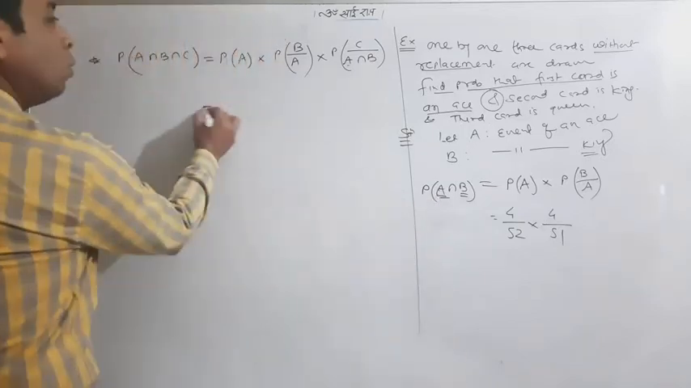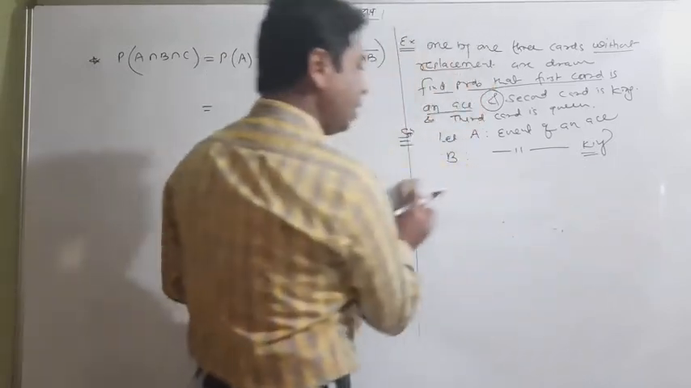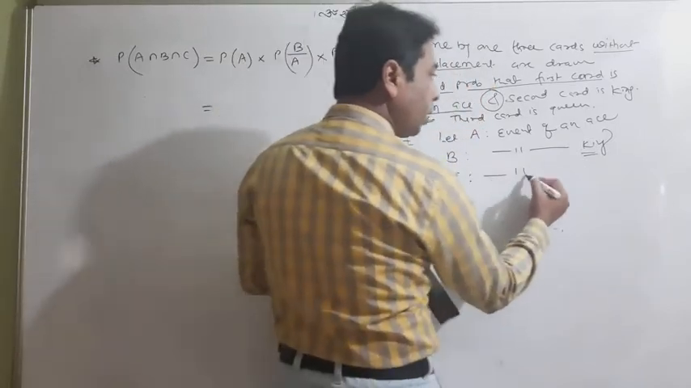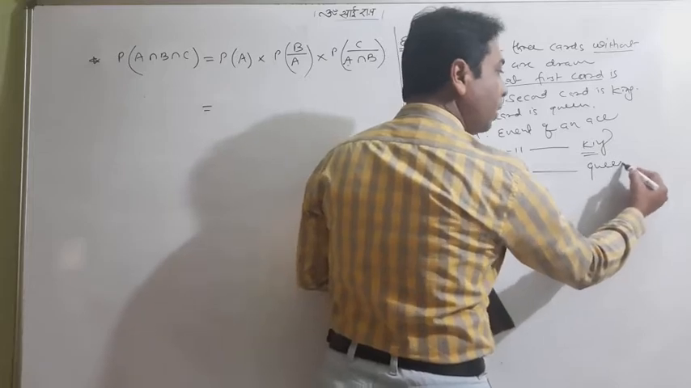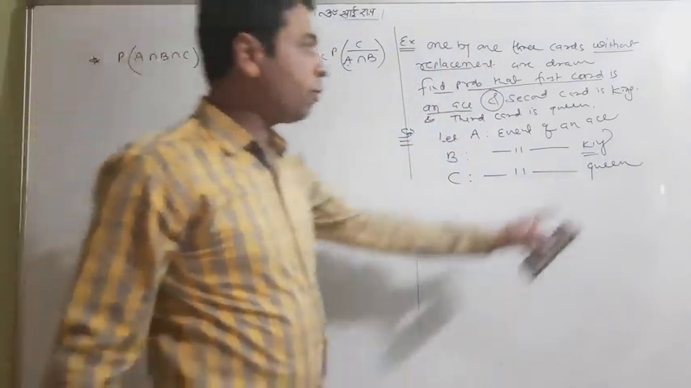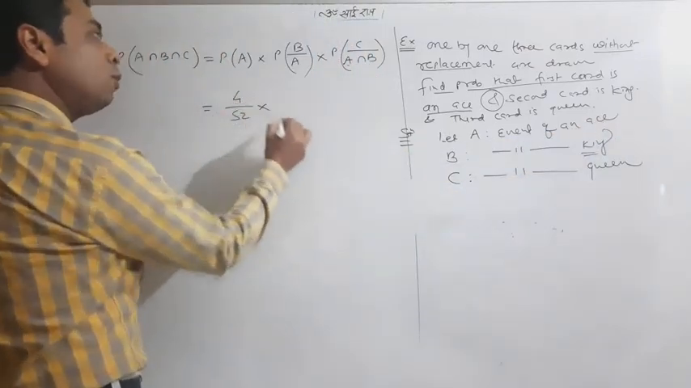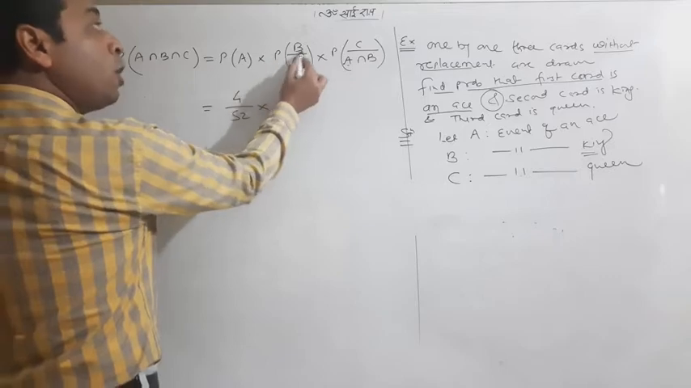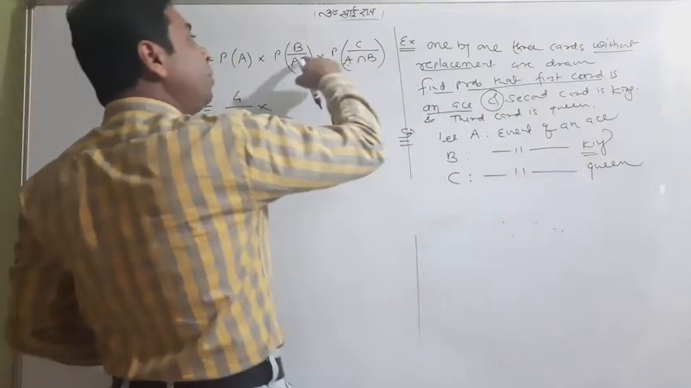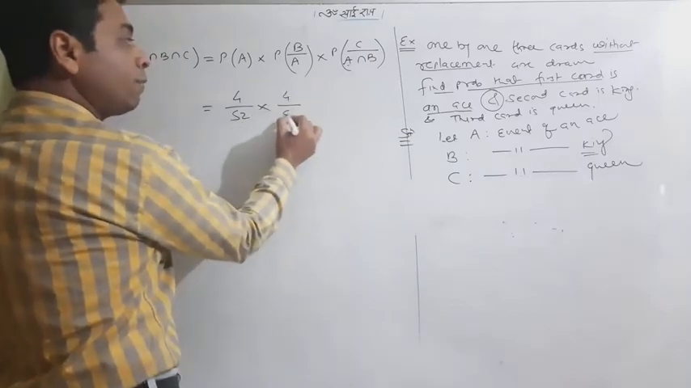Now look, I can give the answer. Suppose we have the same question, and suppose C is the event of a queen card. Now you can simply tell P of A. What is the meaning of P of A? An ace card. So the number of aces is 4 out of 52. Now you understand P of B occurring, the probability of the second event occurring. It's a king card, but the number of cards is now 51.